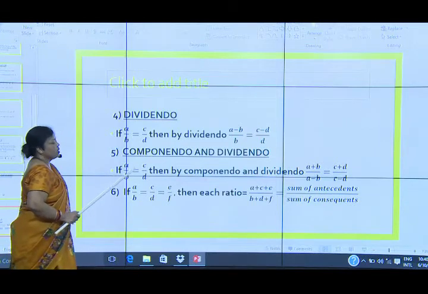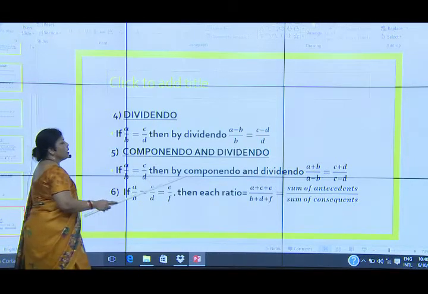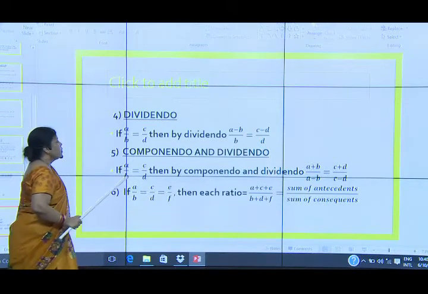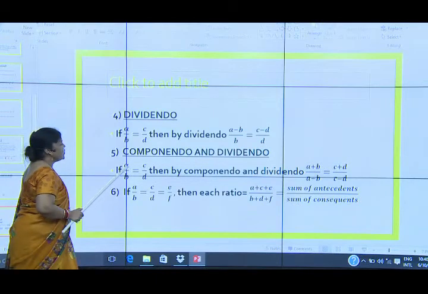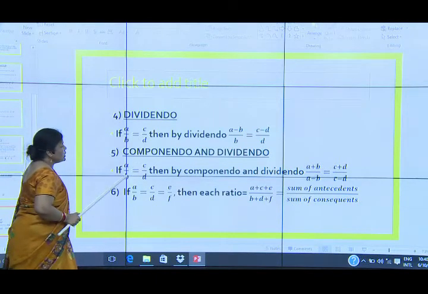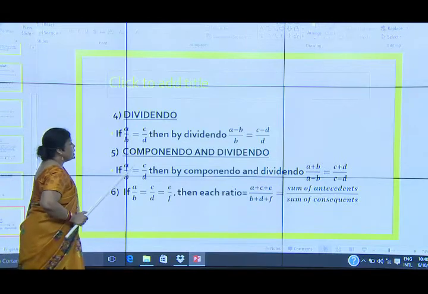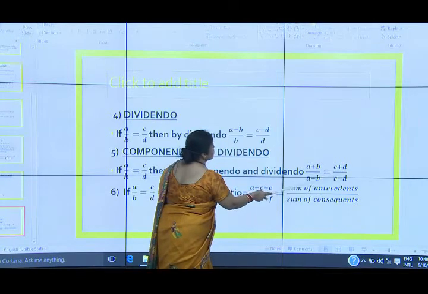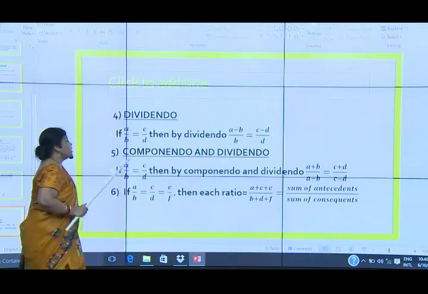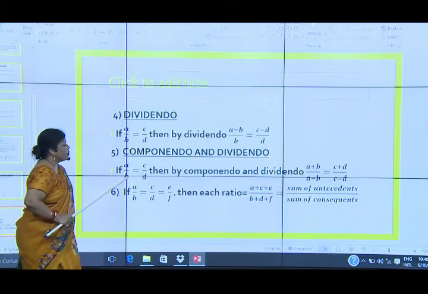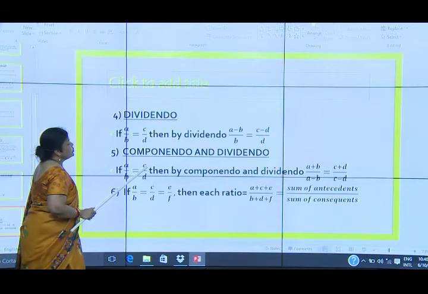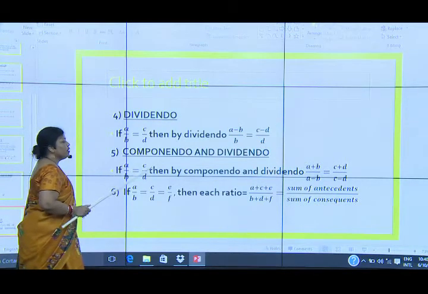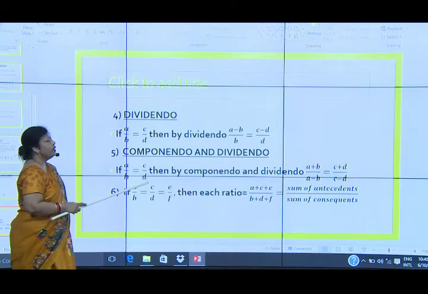If A upon B is equal to C upon D, then by componendo and dividendo, what we are doing? We are adding in the numerator and adding the denominator, and in the denominator we are subtracting. See, A plus B upon A minus B is equal to C plus D upon C minus D. That is numerator plus denominator upon numerator minus denominator is equal to numerator plus denominator upon numerator minus denominator. So this is a very, very important property, children, componendo and dividendo.